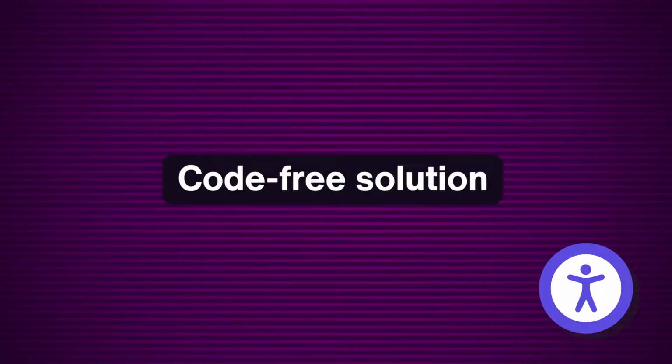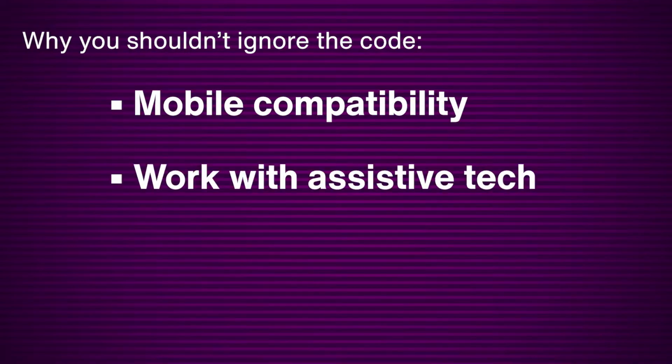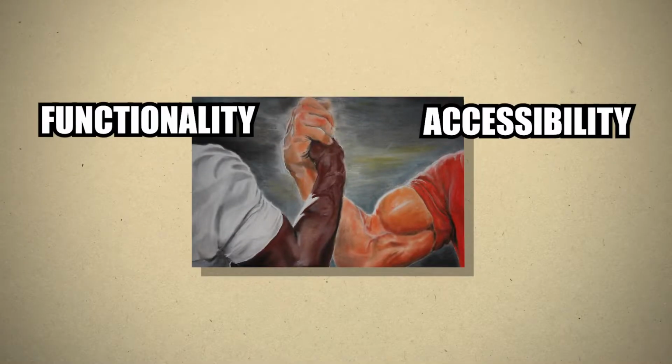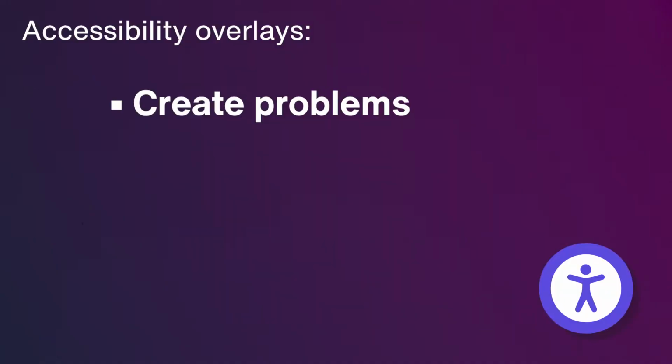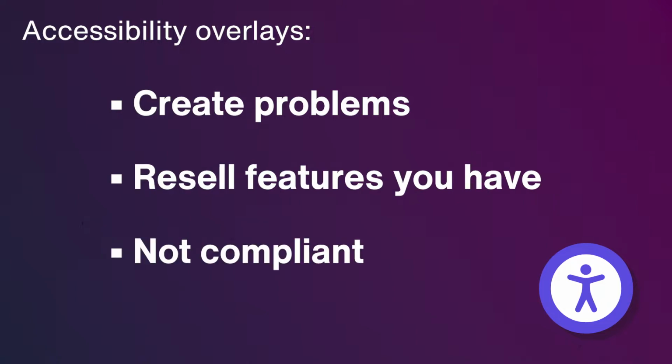This comes down to our final point. Overlays might call themselves a code-free solution, but their main selling point is exactly why you shouldn't use them. The underlying code is what makes or breaks a website. It makes it mobile-friendly. It makes it work with assistive technology. It makes it functional. Accessibility is all about functionality, which is why websites need to be developed with accessibility in mind, not as an afterthought. Overlays are an afterthought. They create problems, they resell features that everyone already has, and they don't make websites compliant.